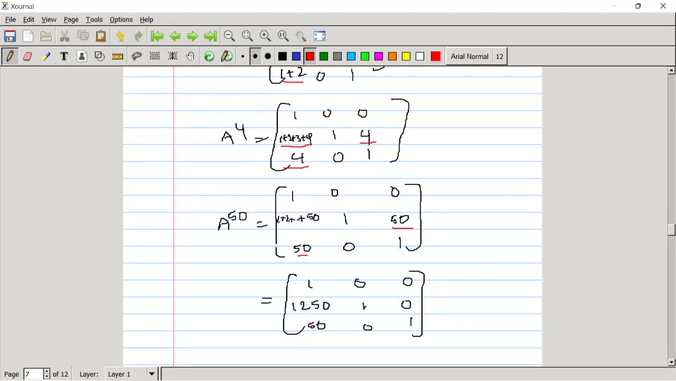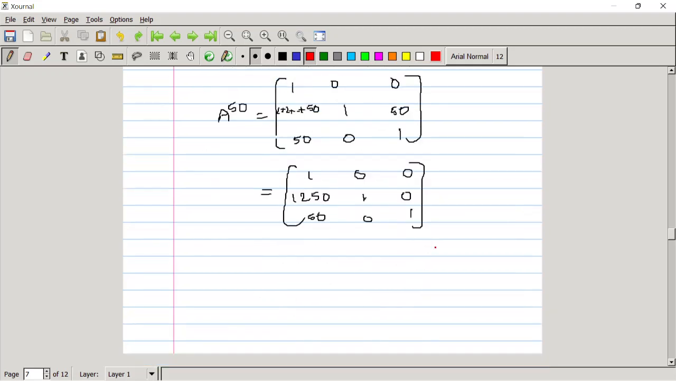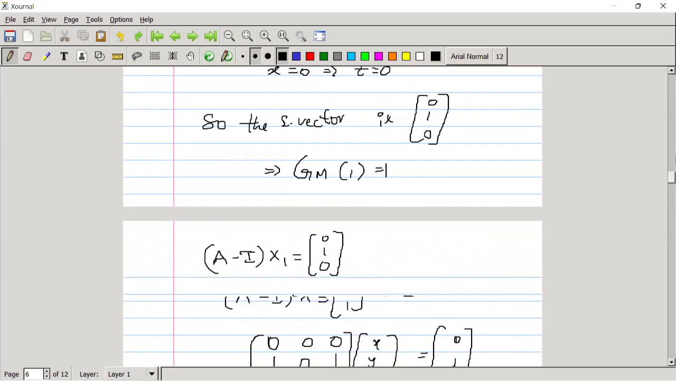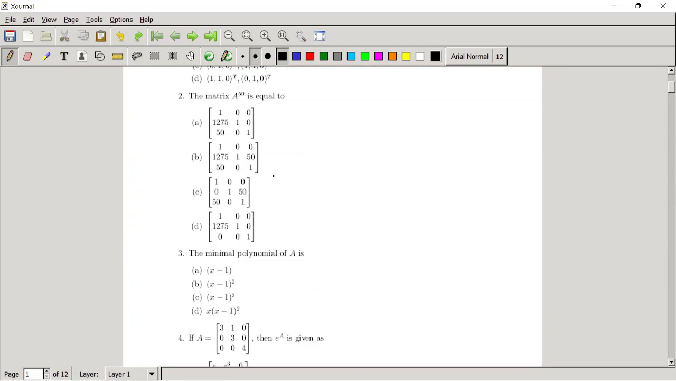Yes, sir. Thank you. Just by simply comparing the matrices A square, A cube, A power 4, we will get this. So this is the matrix A power 50. The answer is option B is correct.